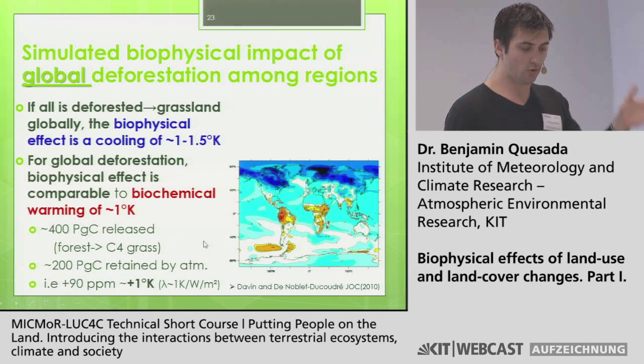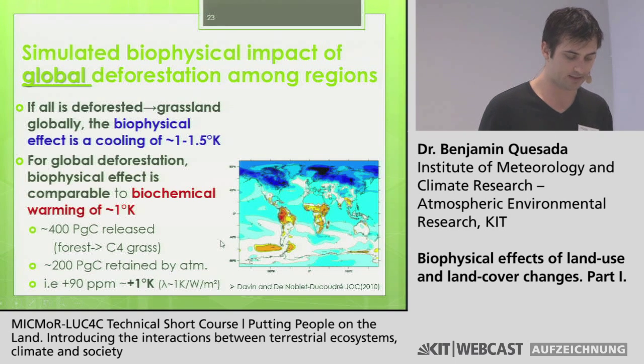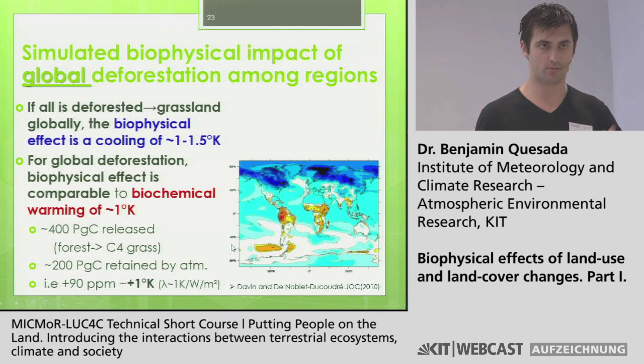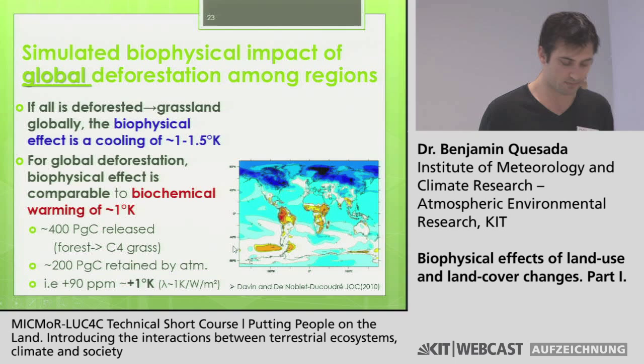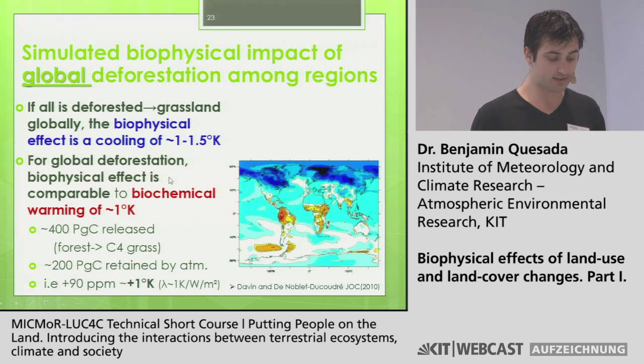So as I said, if all is deforested and replaced by grassland globally, the biophysical effect is a cooling of 1.5 degree, and it has to be added to the loss of carbon sequestration, the biogeochemical effect that maybe Joe talked about. So for global deforestation, the biophysical effect is comparable, if we calculate it roughly, to the biogeochemical warming of global scale deforestation of 1 degree.